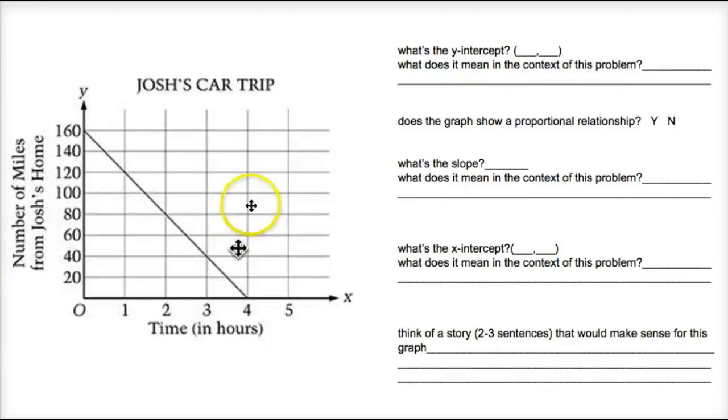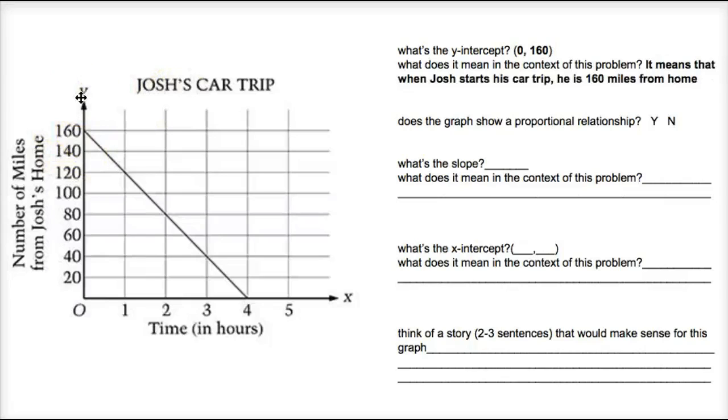Let's look at another one, Josh's car trip. This one's very similar to the Vegas trip. The y-intercept is (0, 160), which means when we begin this thing, we're 160 miles from home, or whoever's driving, I think it's Josh, he's 160 miles from home.